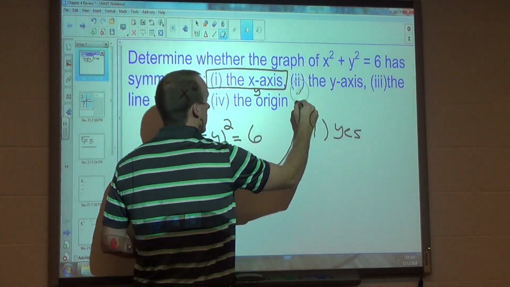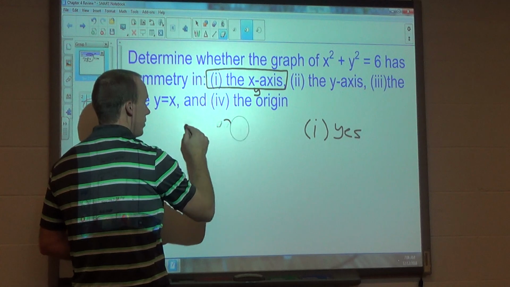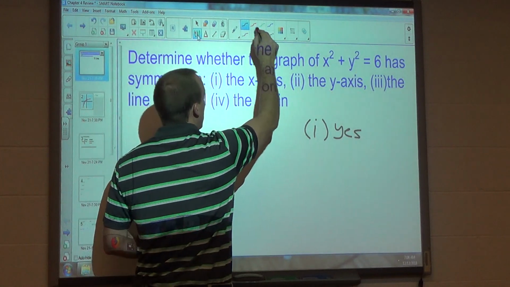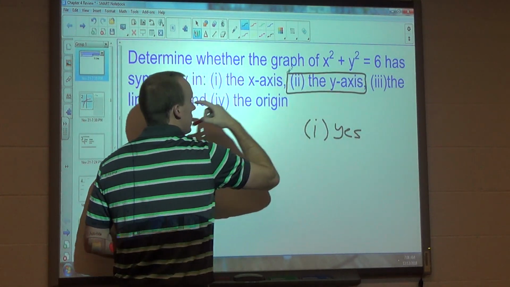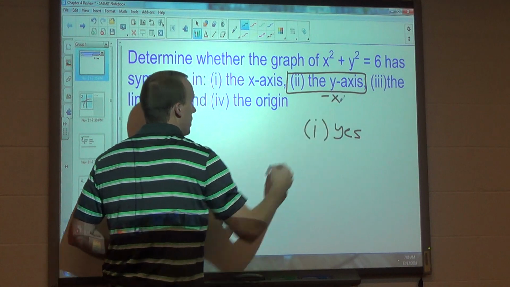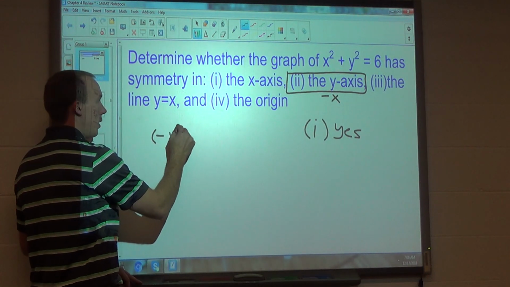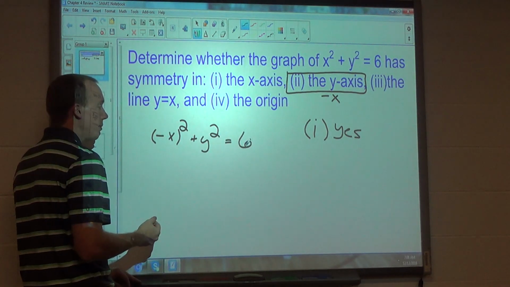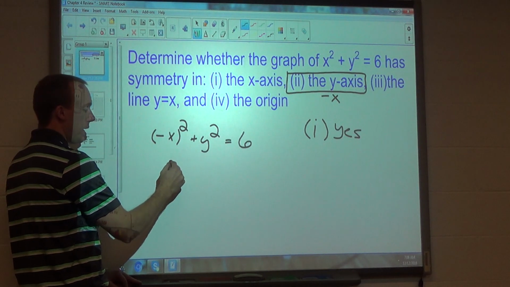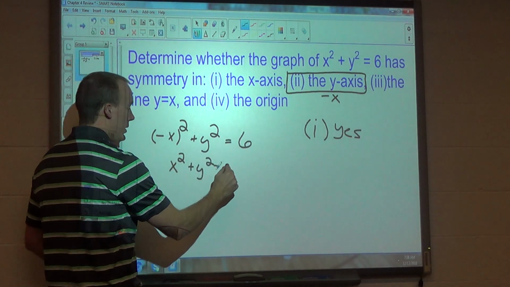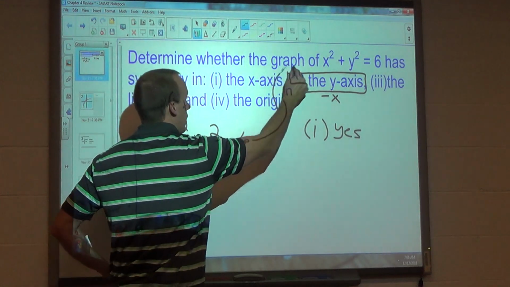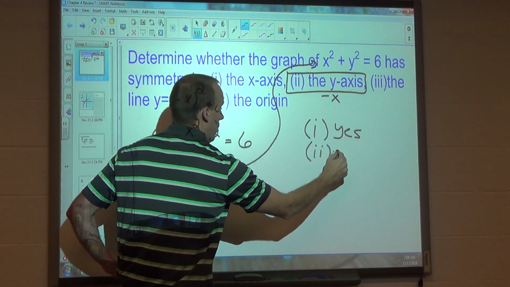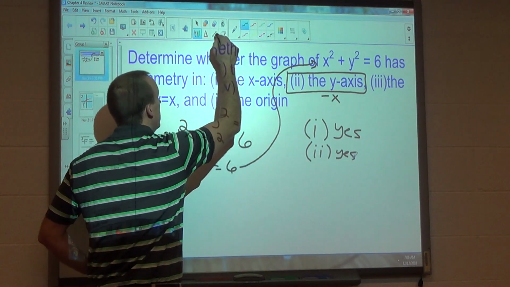Okay, and then I'm going to try the next one. So let's test if it is symmetric in the y-axis. If I test the y-axis, I plug a negative in for my x. So negative x squared plus y squared equals 6. Negative x squared, negative times negative makes a positive. So x squared plus y squared equals 6. And did that match up to my original over here? And again it did, so therefore this is also a yes.